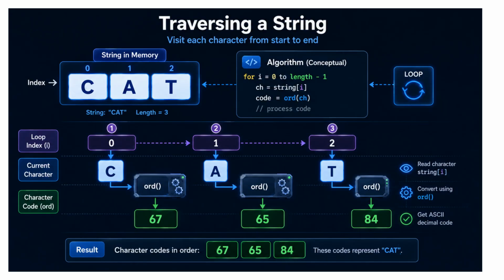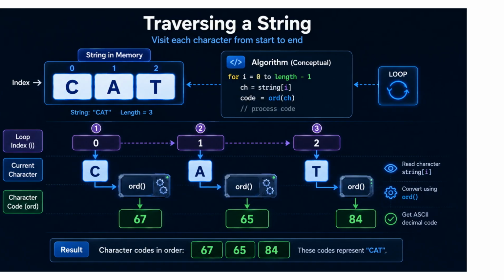At index 0, we have C. Using ORD, C becomes 67. Next, at index 1, we have A. A becomes 65. Finally, at index 2, we have T. T becomes 84. So after traversing the complete string, we get the character codes 67, 65, 84. This is how a program can move through a string and process each character individually.